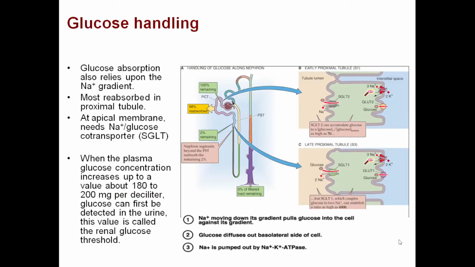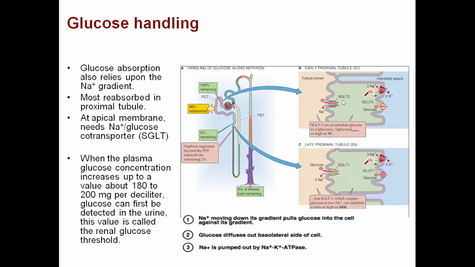Now, the next important thing which we need to discuss is the glucose handling. Glucose absorption also relies upon the sodium gradient. So as I've mentioned, we have sodium-potassium pump or sodium-potassium ATPase, which pumps out the sodium, creating a low concentration of sodium inside the cell. And because of this gradient, sodium would like to enter. But the carrier protein is made in such a way that it's not only sodium, but glucose also should be attached to this carrier protein, like you can see given in the slide.